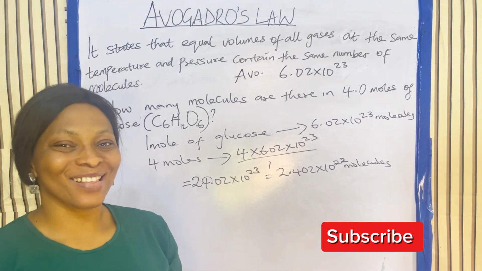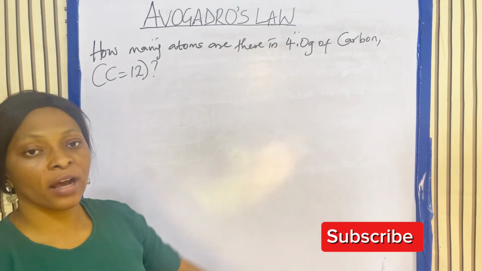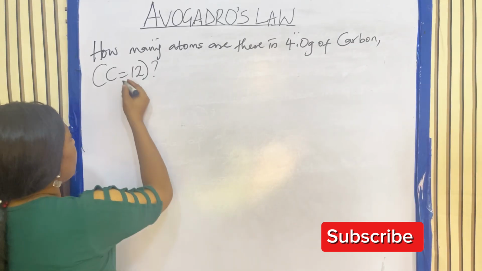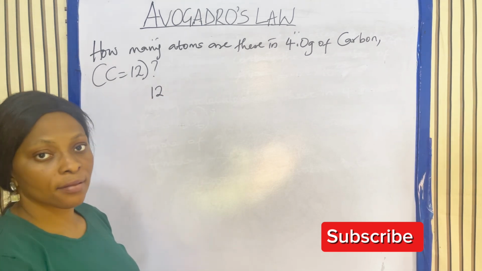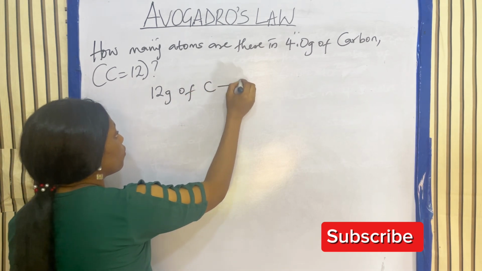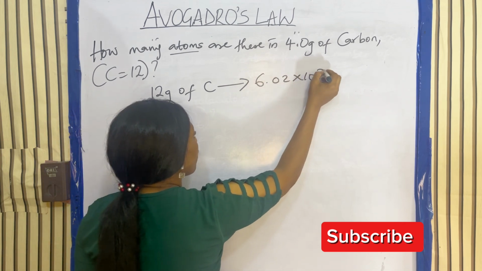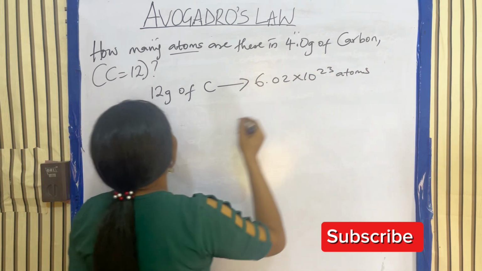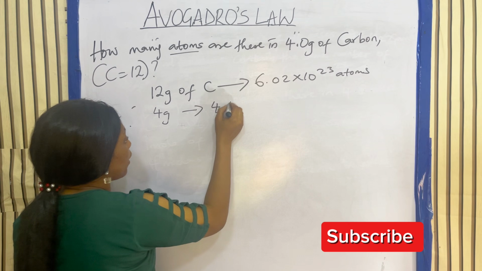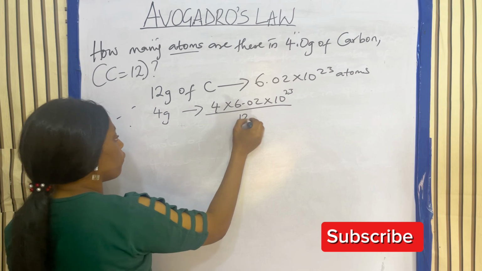Let's look at another practice question. How many atoms are there in 4.0 grams of carbon? All right, so carbon, how do we solve? Carbon is 12, right? So 12 grams of carbon will give you, we are looking for the number of atoms, 6.02 times 10 raised to power 23 atoms. Therefore, 4 grams of carbon will give you 4 times 6.02 times 10 raised to power 23 divided by 12.